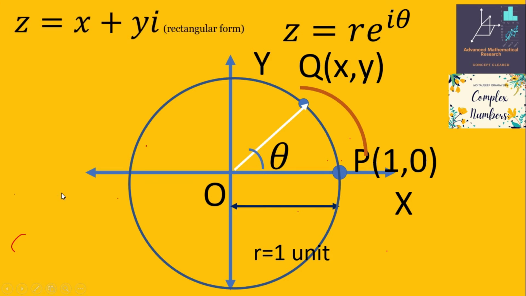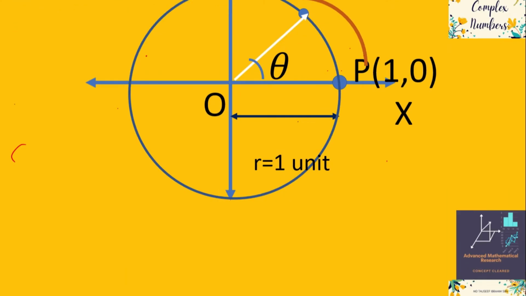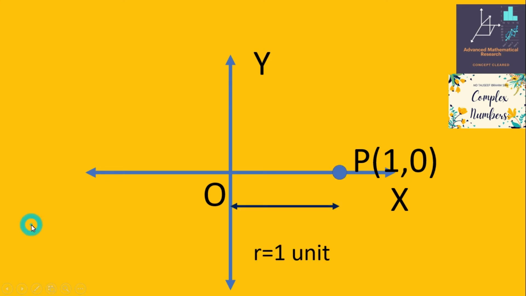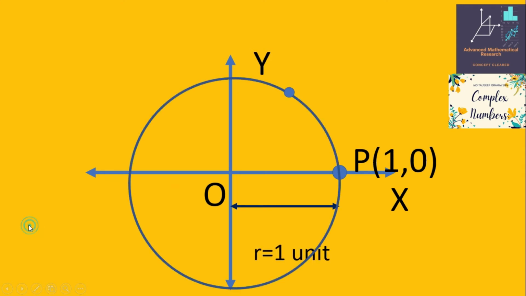So the complex number z can be represented as x plus y times i, and in polar form we can represent z as r times e raised to i theta. Now again, consider the x-axis and draw the y-axis. The origin is O. Now point P (1, 0), which is at a distance of 1 unit from the origin. Let's draw a circle.